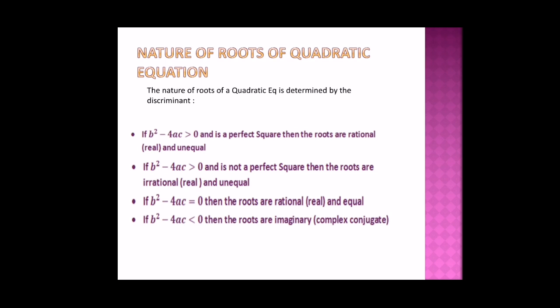The last and fourth rule is: if b square minus 4ac is a negative number, or we can say less than 0, then the roots are imaginary. You have already learned about imaginary roots or imaginary numbers in chapter number 2 of class 9th. So if b square minus 4ac is less than 0, then the roots are imaginary, or we can say complex conjugate.